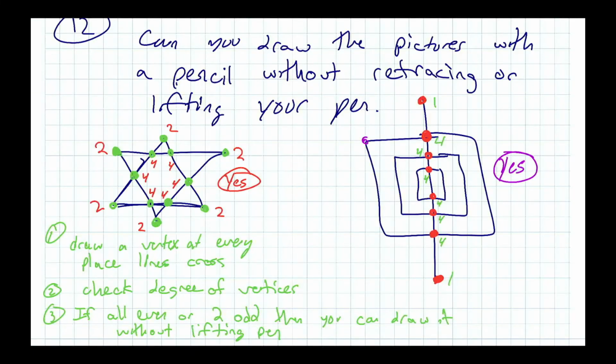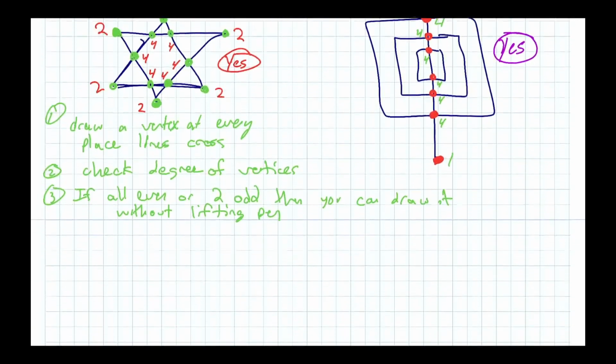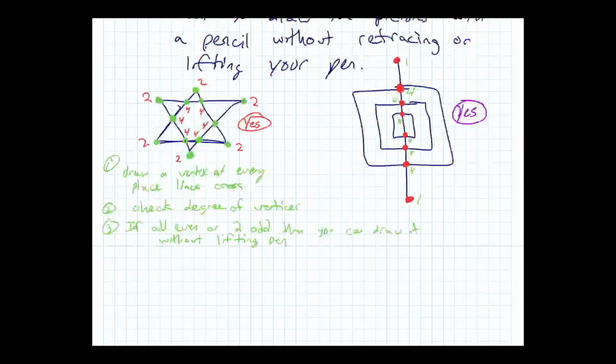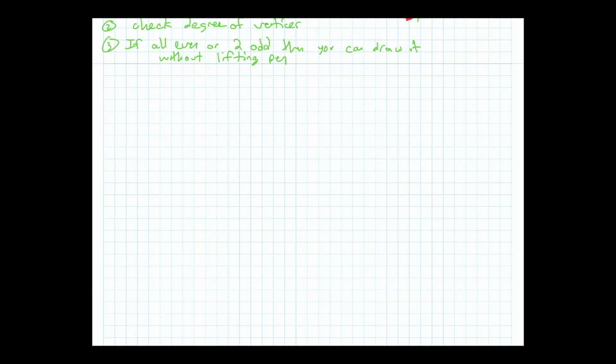And if you put in the corners, like if you add those corners in, the corners are just going to be degree 2. So they'll be fine as well for all the corners of that box. All right. So that one's easy. That was problem 12. We're on to problem 13. Drawing graphs.